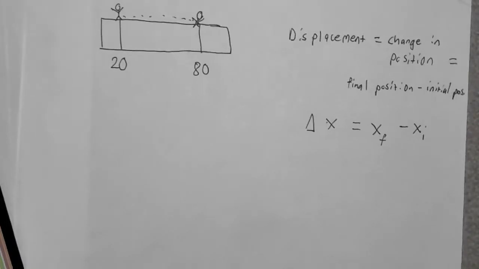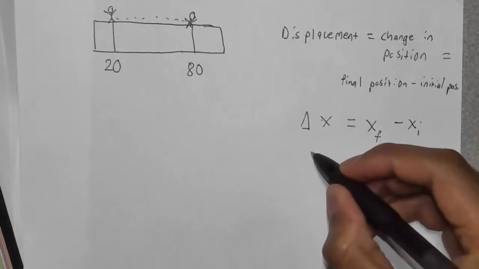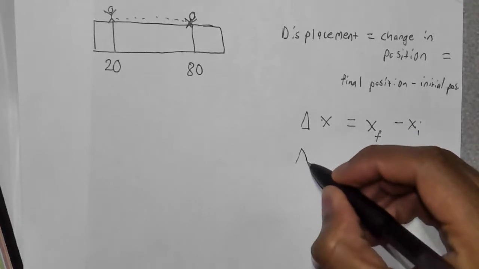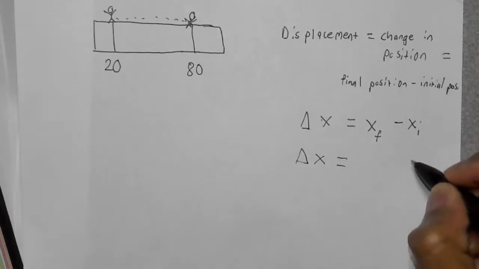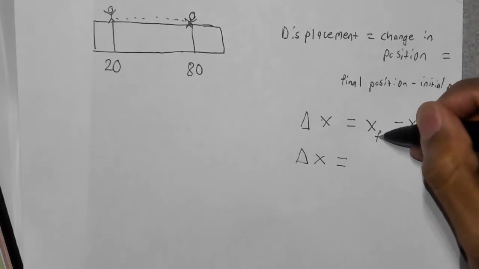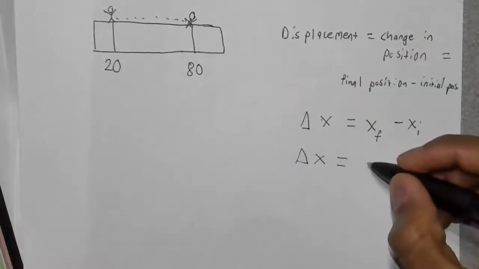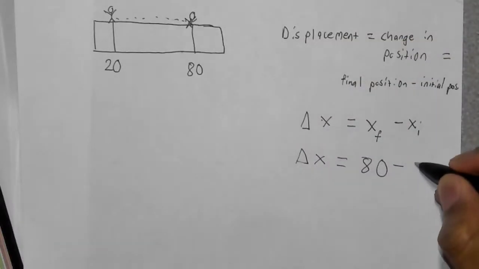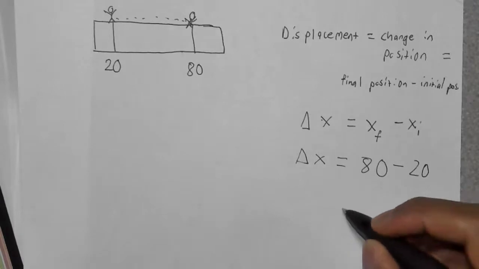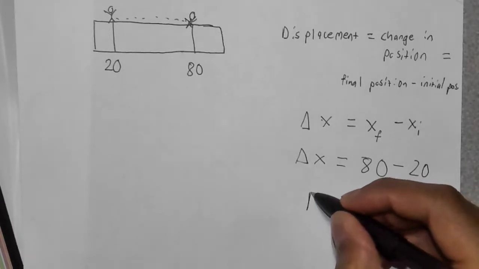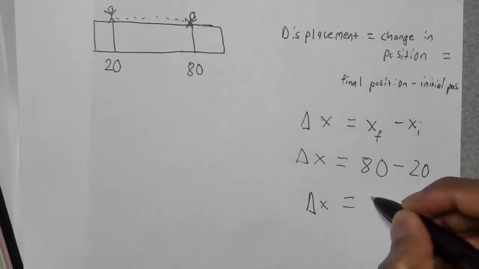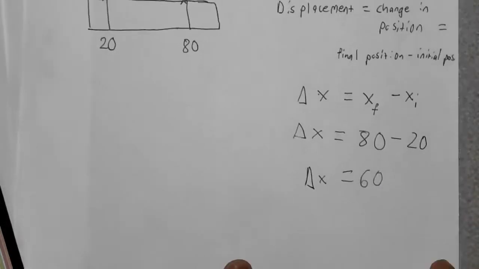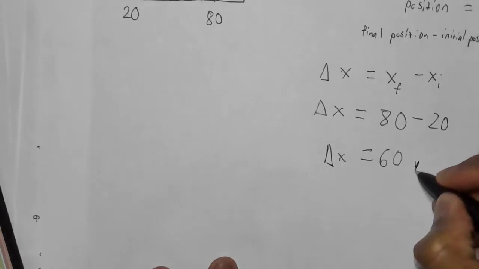So now we reframe this. We would solve this problem as delta x is equal to the final position, which is right here, it was 80, minus initial position, 20. 80 minus 20 is equal to 60. Delta x equals 60. There's a displacement of 60 yards.